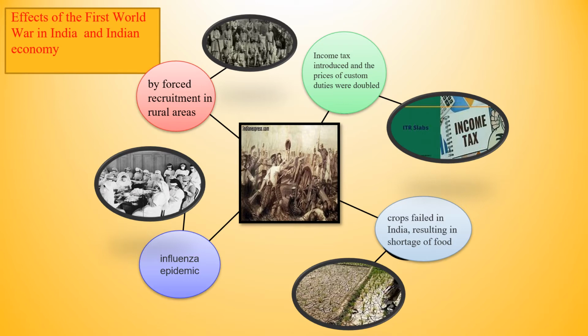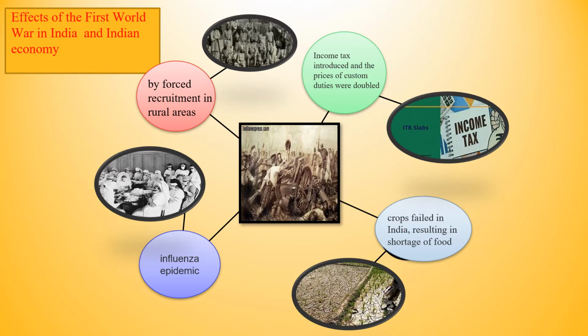Children, as we all know, the World War began in 1914 and ended in 1918. The outcome of this war affected all the countries in the world, and India was not an exception. Now let's see how this affected India. The British introduced income tax and doubled the customs duty.